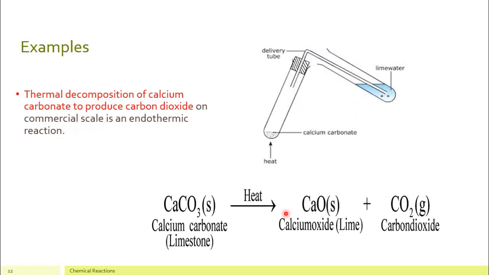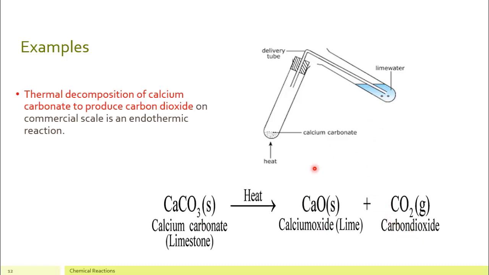Here we have another example of endothermic reaction. This is the thermal decomposition of calcium carbonate to produce carbon dioxide. You have studied about the decomposition reaction, and thermal decomposition is the reaction in which heat is involved. So the thermal decomposition of calcium carbonate results in carbon dioxide and calcium oxide. As you can see here, the calcium carbonate upon heating gives out calcium oxide, which is also called lime, along with the gas carbon dioxide.